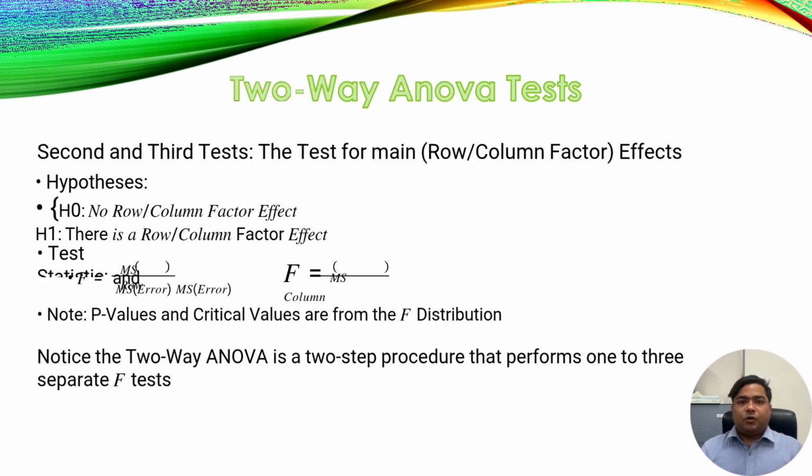The second and third tests in a two-way ANOVA assess main effects for row and column factors. Hypothesis tests check for the presence of these effects. The test statistic is F, calculated as mean square row or mean square column over mean square error. P-values and critical values are derived from the F distribution.